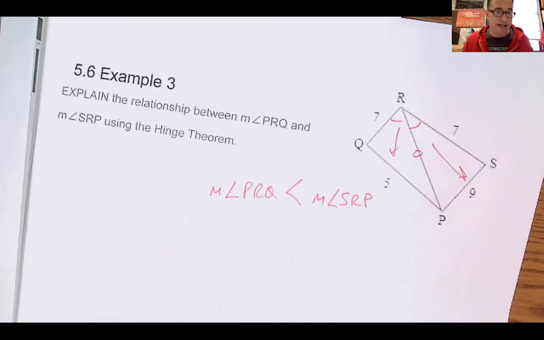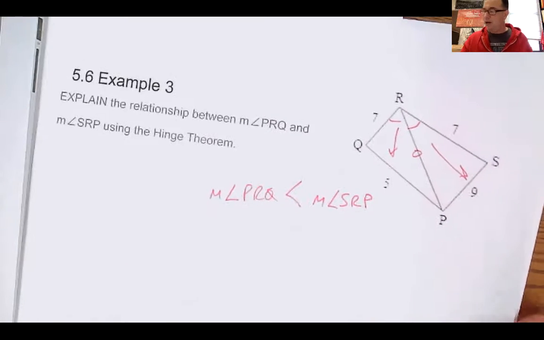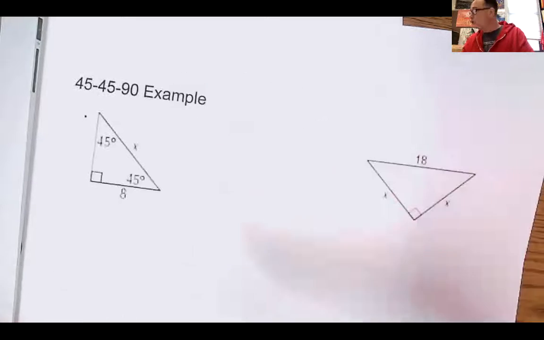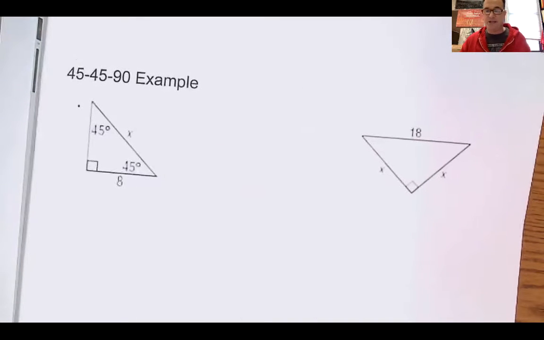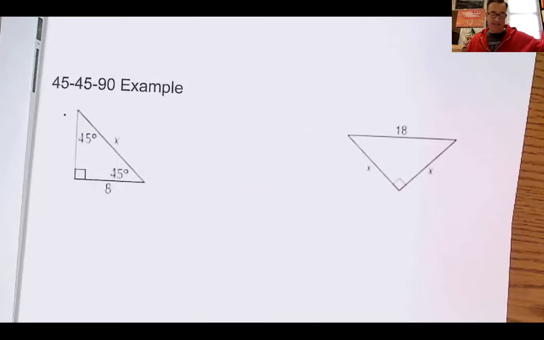These are the questions that are going to be on the test, just like this. Okay. What other examples do I have here? Oh, look, we're going to talk about 45-45-90s. I'm just going to kind of keep rolling because I think it's going to be easier.